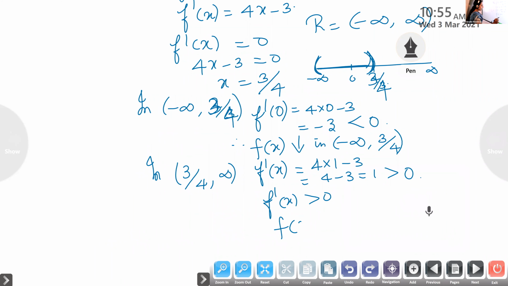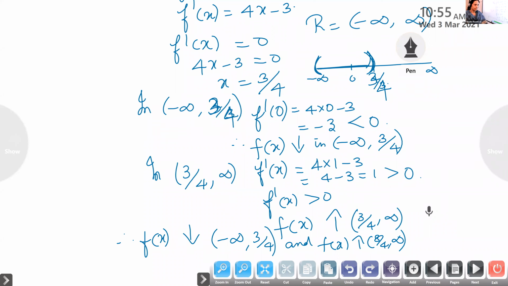Therefore, we can combine this and write: f of x is decreasing in the interval minus infinity to 3 by 4 and f of x is increasing in the interval 3 by 4 to infinity. When you write the conclusion, don't put the arrow mark there. You have to write in words itself. Increasing, decreasing, write in words.